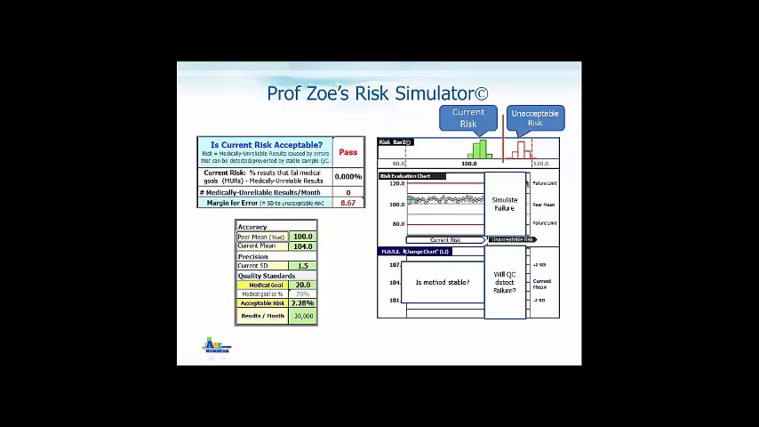The change chart that you've always known as a QC or Levy-Jennings chart answers the only question a QC chart can ever answer, and that is, is the method stable?